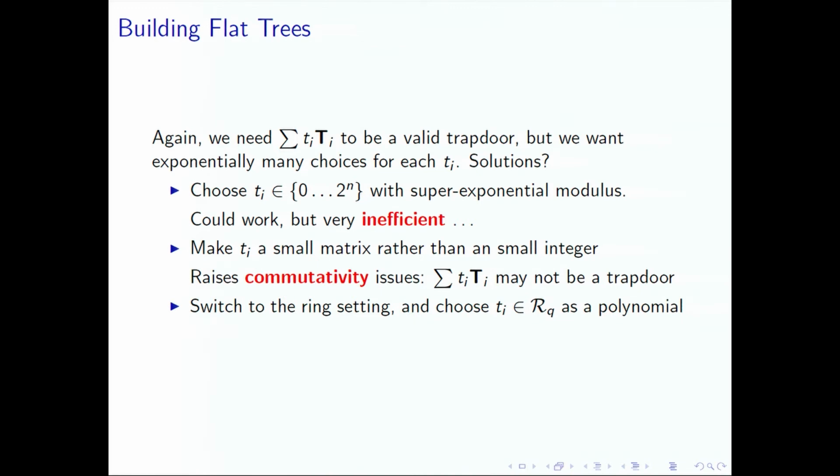So the solution we propose is to switch to the ring setting. And now we're going to take those coefficients to be small polynomials. And we're going to take all the matrices to be matrices over this ring of polynomials. So now everything commutes, because this TI is now considered a scalar in all those computations.